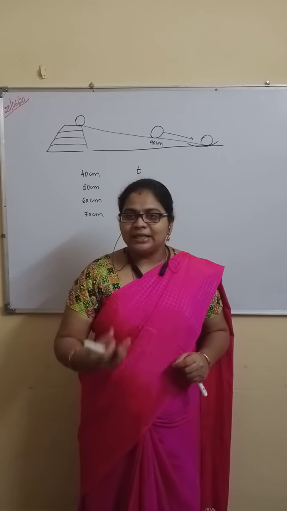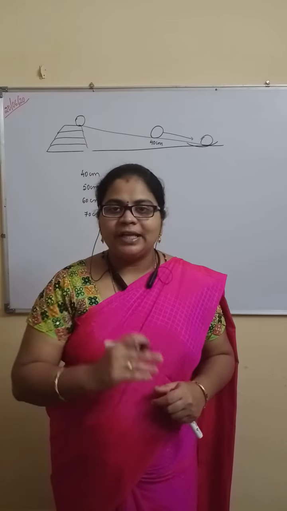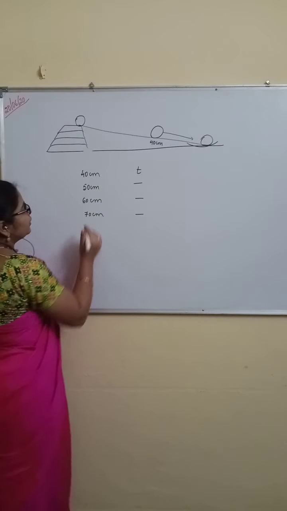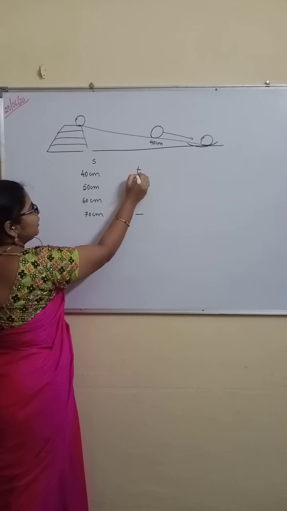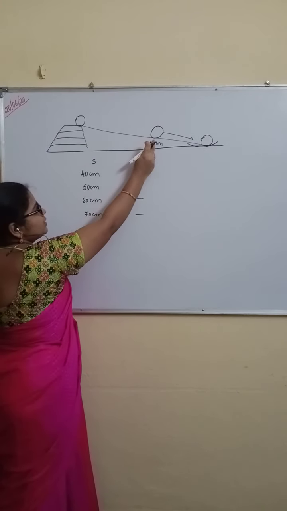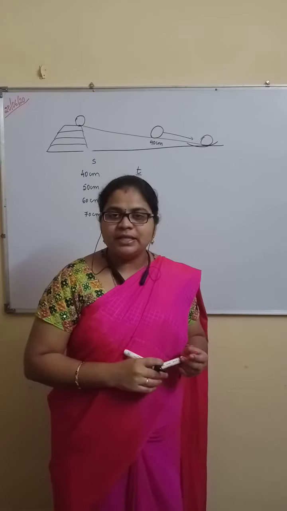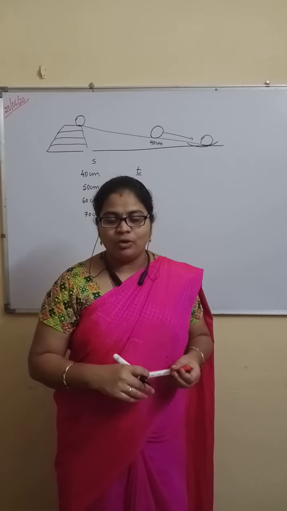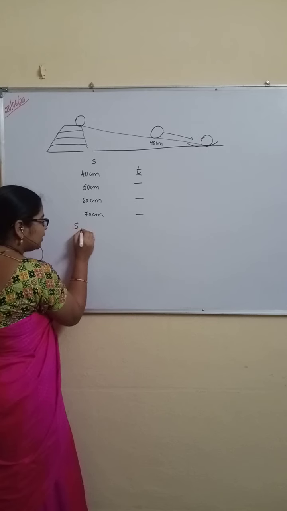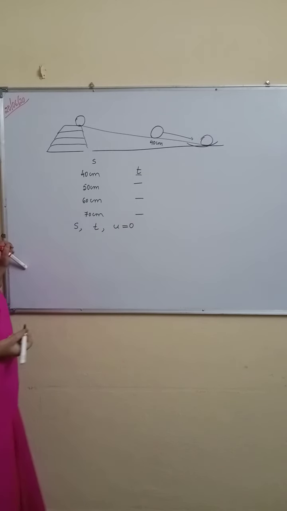Now what is our ultimate aim actually? That is to find out the acceleration, right? So we have here the S value and T value. Now when a body is falling down, it means its initial velocity will be 0. It means the U value is 0. So we have the S value, T value, and the U value is 0.